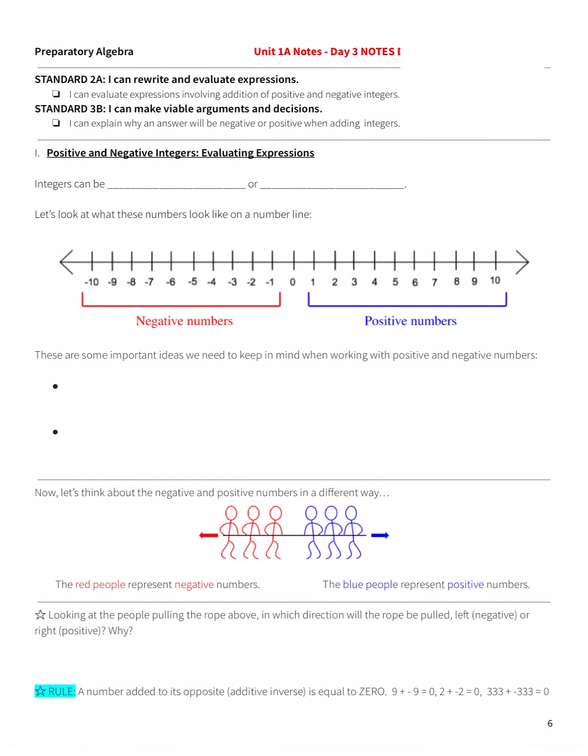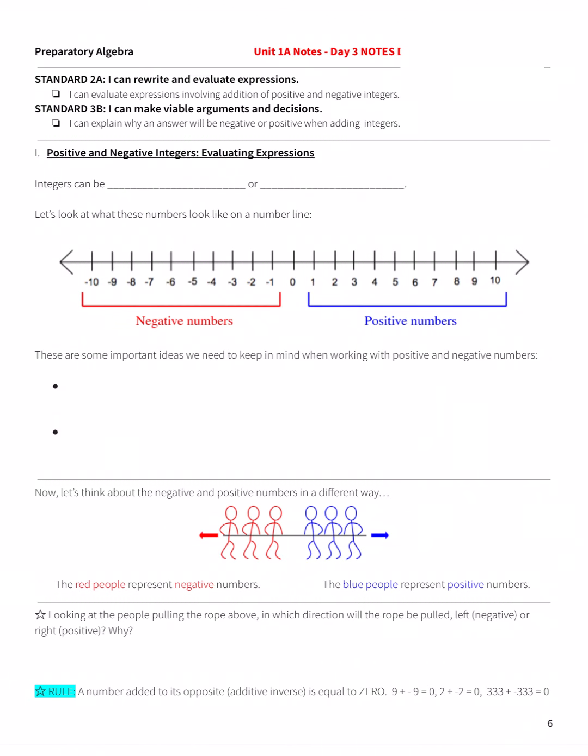These are your Unit 1A, Day 3 notes. In these notes, we'll be working on Standard 2A, I can rewrite and evaluate expressions, and Standard 3B, I can make viable arguments and decisions. For Standard 2A, you're going to be solving expressions that involve addition of positive and negative numbers, and you are going to explain why an answer would be negative or positive when you add the integers.